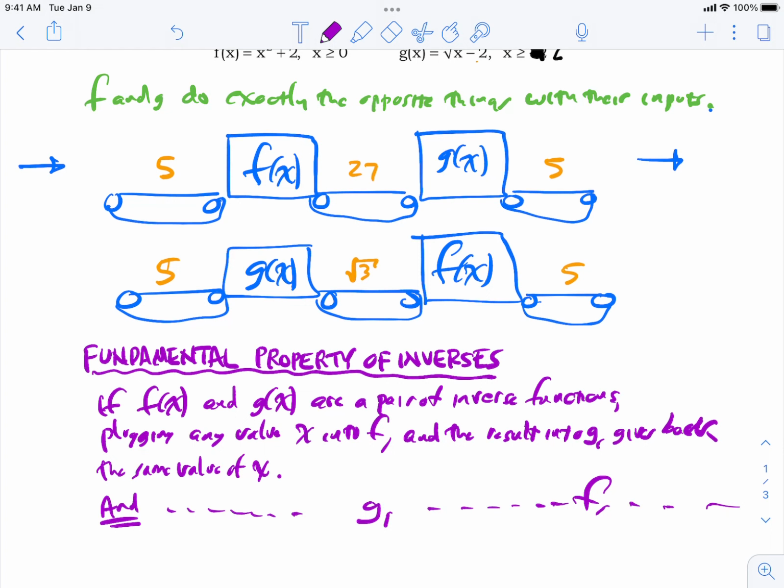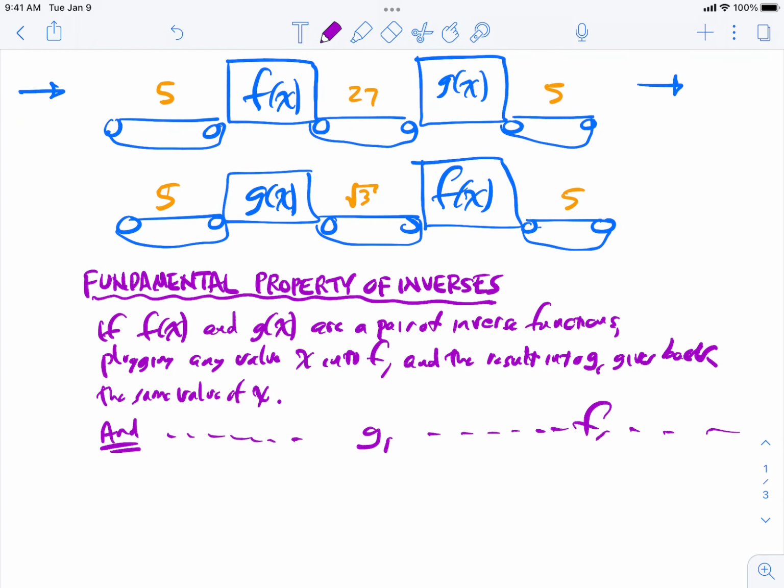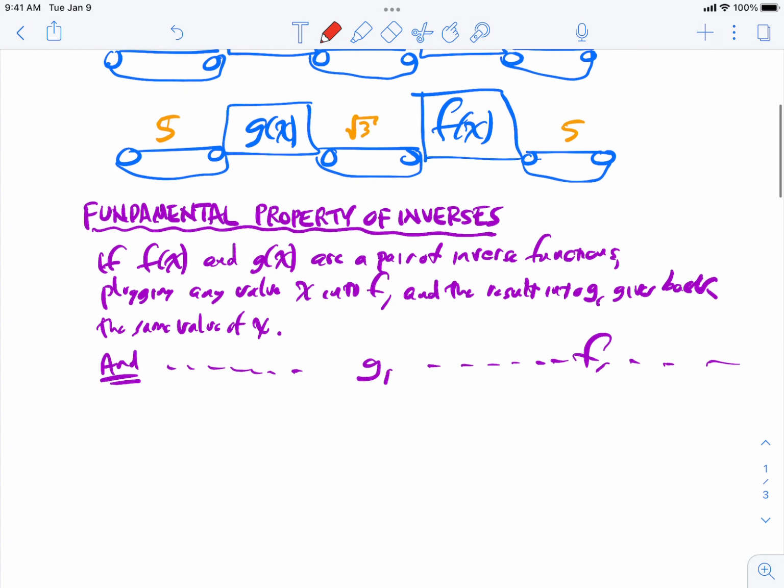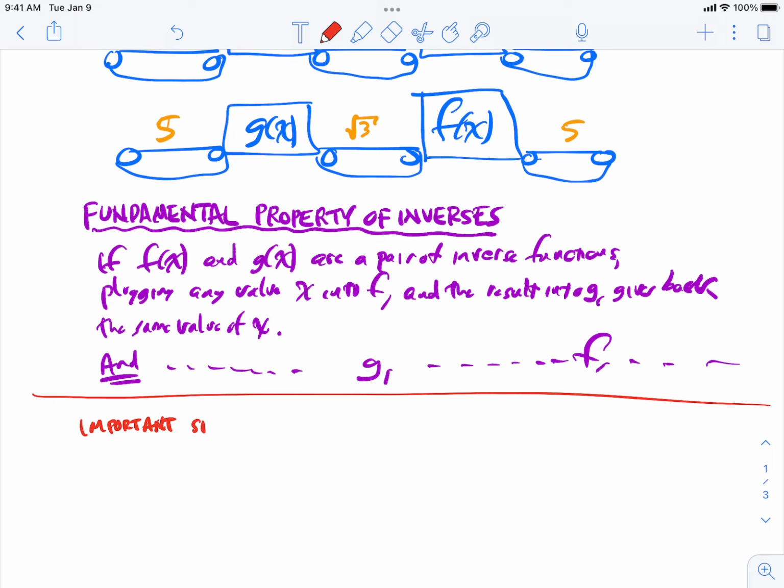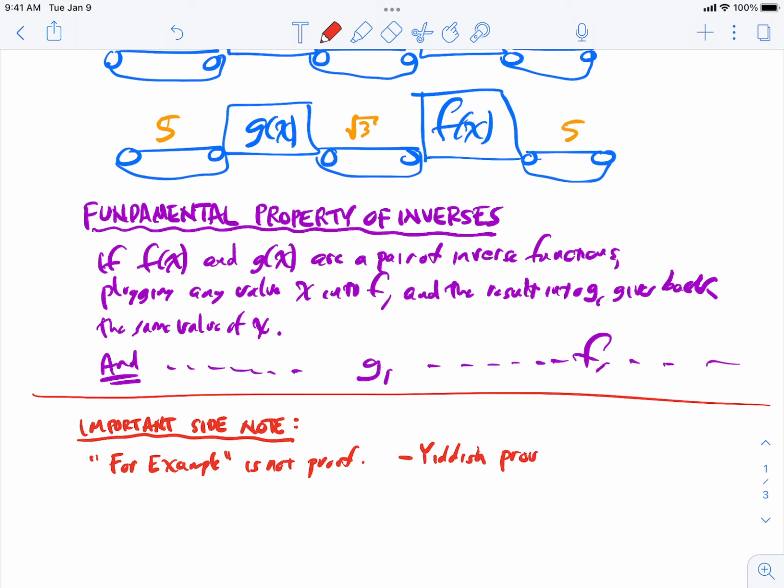Now I need to make a very important side note. So now I need a new color. Side note, but it's important. And it seems to be kind of worth covering here. This important side note is there's an old Yiddish proverb: for example is not proof. I forget where I saw that, but assuming the source was correct, it really is a Yiddish proverb. So the Yiddish proverb, for example, is not proof.